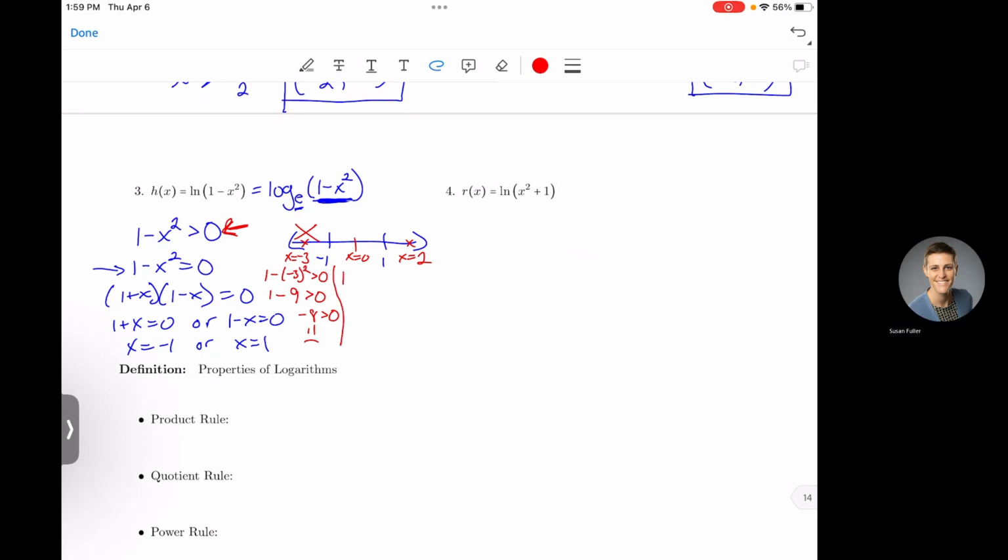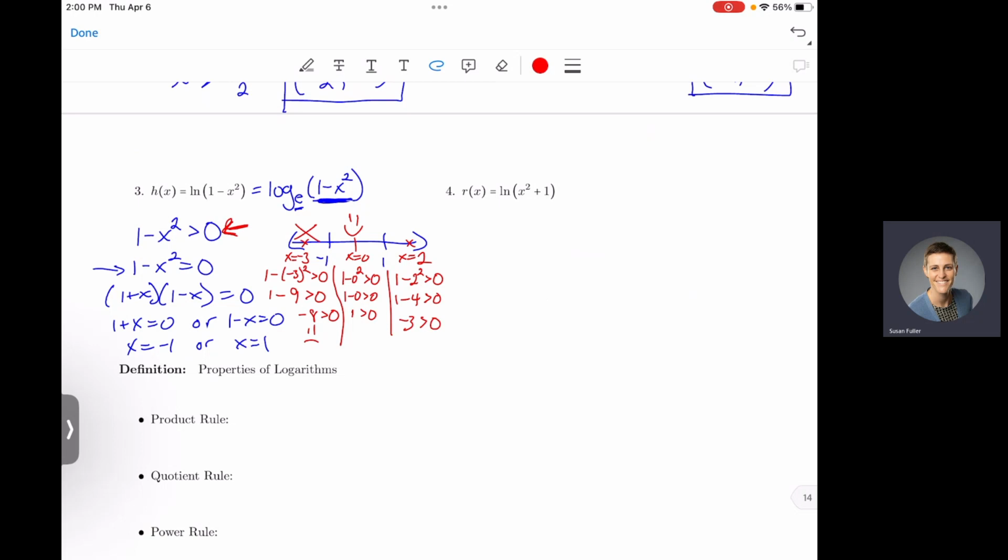1 minus 0 squared. My inequality says that should be greater than 0. 0 squared is 0. 1 minus 0 is 1. That is, in fact, greater than 0, so that works. And finally, if x is 2, we get 1 minus 2 squared. My inequality says that should be greater than 0. I'm going to do my exponent first. 2 squared is 4, so I'm going to have 1 minus 4. 1 minus 4 is -3. That's not greater than 0, so that part doesn't work.